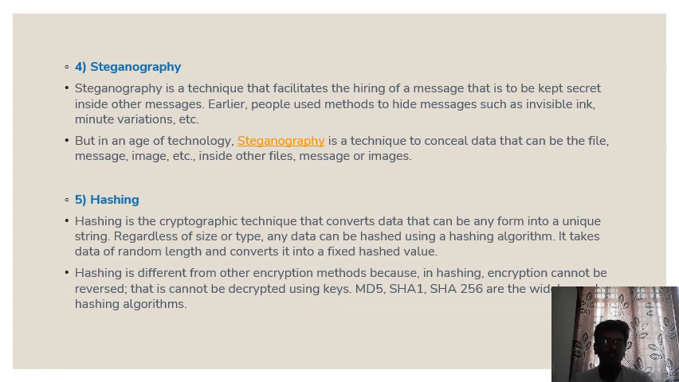Coming to the fifth one, hashing. Hashing is the cryptographic technique that converts data, which can be of any form, into a unique string. Regardless of size or type, any data can be hashed using a hashing algorithm. It takes data of arbitrary length and converts it into a fixed hashed value. Hashing is different from other encryption methods because in hashing, encryption cannot be reversed. That is, it cannot be decrypted using keys. MD5, SHA-1, and SHA-256 are widely used hashing algorithms.